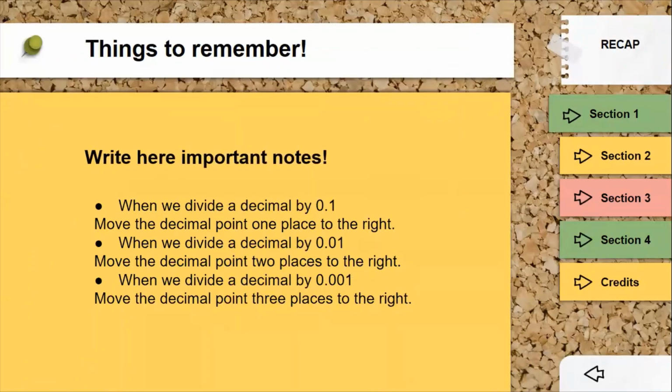So here are the things that we need to remember. Okay, so write this one. This is very important. When we divide decimals by 1/10, move the decimal point 1 place to the right. When we divide decimals by 1/100, move the decimal point 2 places to the right. And when we divide decimals by 1,000, just move the decimal point 3 places to the right.